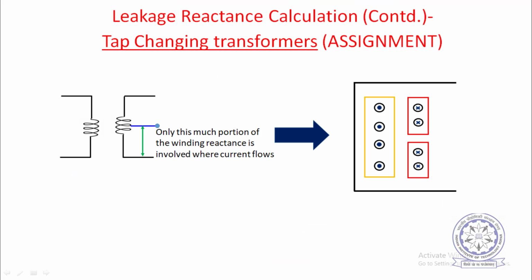Now for an arbitrary winding also we can do it. Here is one example for your assignment purpose. So this is a tap changer. Simple tap changing is given here, 50% and then 100%. Of course the percentage can be different. This is one tap. Suppose the transformer is operating with this tap.